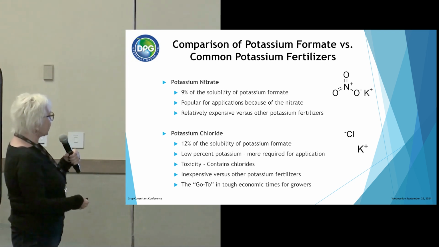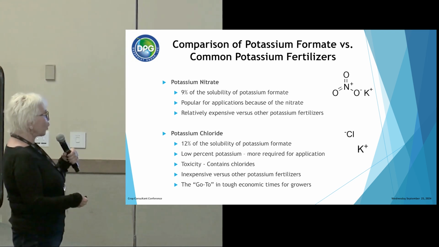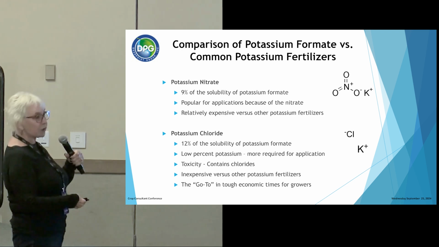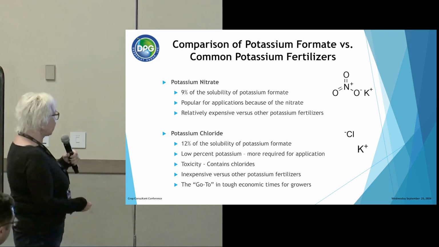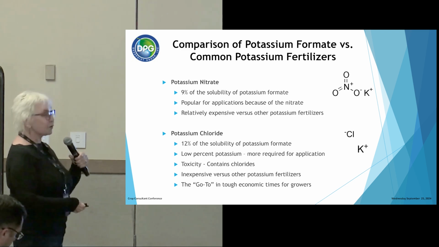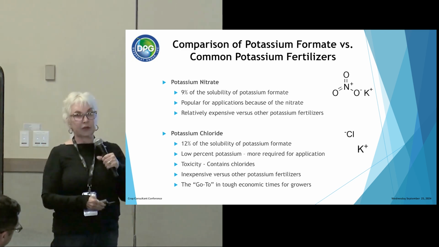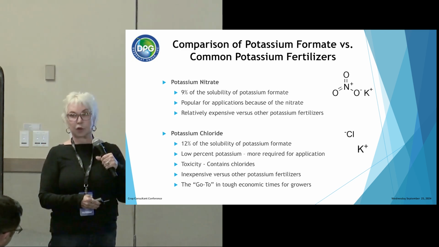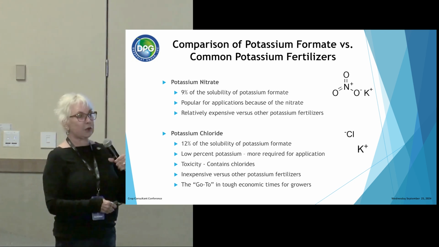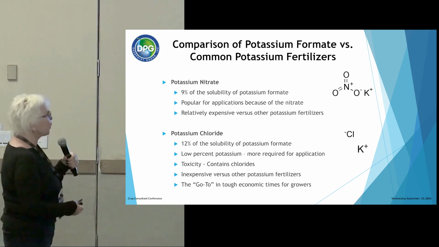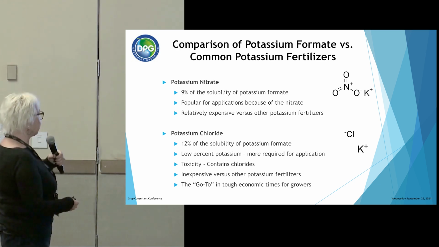So I think everybody's pretty familiar with this one. It has a relatively low percentage of potassium, so more is required because the chloride anion weighs a lot. And then finally, it has been the go-to for sure during tough economic times, or if you have a sensitive, low commodity price, then you're probably not going to go with a more expensive carbon-based or thiosulfate form.